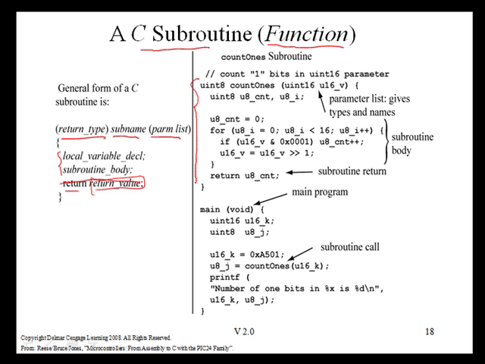Here's just an example. It's a count1's function. It takes one 16-bit parameter. It's going to return an 8-bit data type. This code here is simply going to count the number of 1 bits in this 16-bit variable, and it's going to return it in this local variable U8 count. Here in the main function, we're going to call the count1's function and pass it this value U16K. Its return value is going to be copied into this 8-bit variable J.